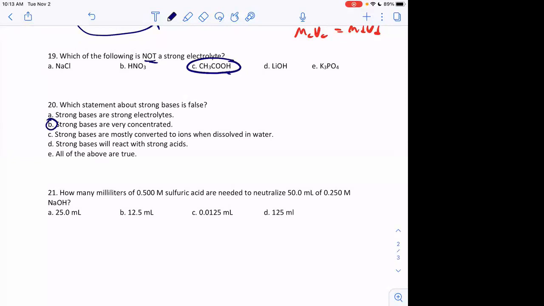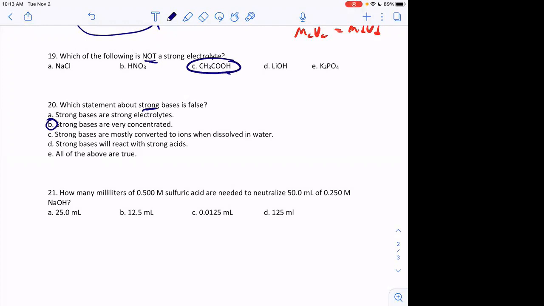Some people want to say E, but no, I can make a strong acid as dilute as I want, right? Just add a bunch of water and you can drink it. It's fine. So concentration has nothing to do with strength. These two are not related. We said the strength is the degree to which it dissociates in solution. But it can still be really dilute. And I can make a really concentrated weak acid that's dangerous. Okay?